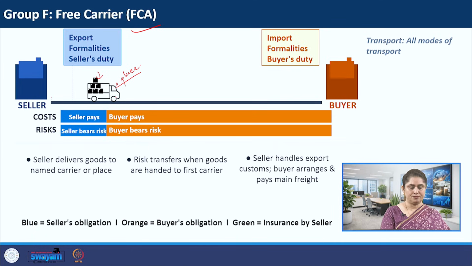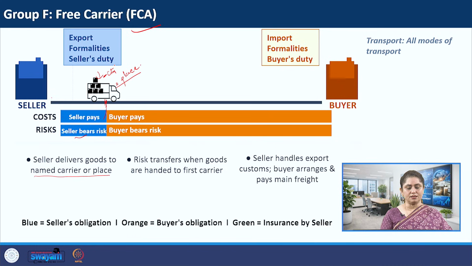Now till here, the seller pays for the transportation charges and the seller also bears the risk. So we can see that the seller is paying for the transportation and the insurance cost, and hence it is blue till here. Fine. Now if I say named carrier or place, that means there can be some place, suppose it is Surat, so maybe another city, fine, where the buyer wants to pick up the goods from. So the seller is going to take it to that particular city.